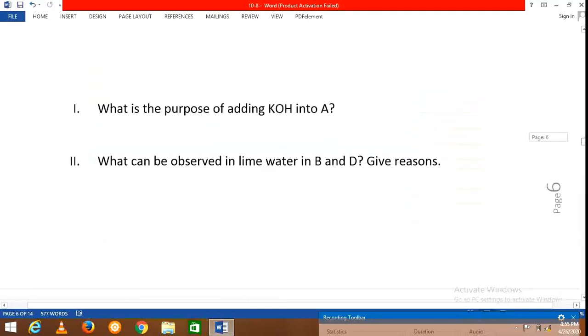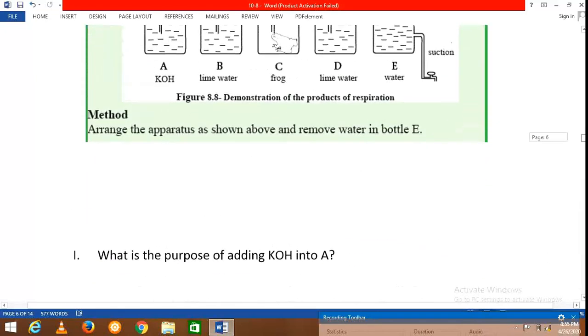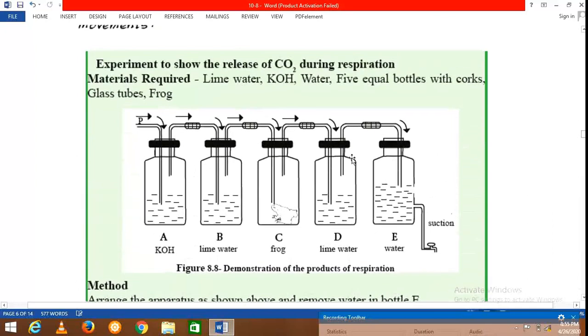What can be observed in lime water in B and D? Give reasons. Since there is no carbon dioxide in the air which is passing from bottle A to B, lime water will not turn milky. Lime water turns milky if there is carbon dioxide. In B, lime water does not turn milky as there is no carbon dioxide.